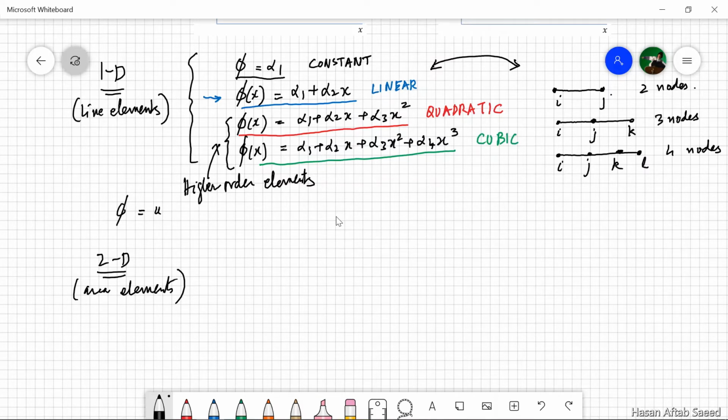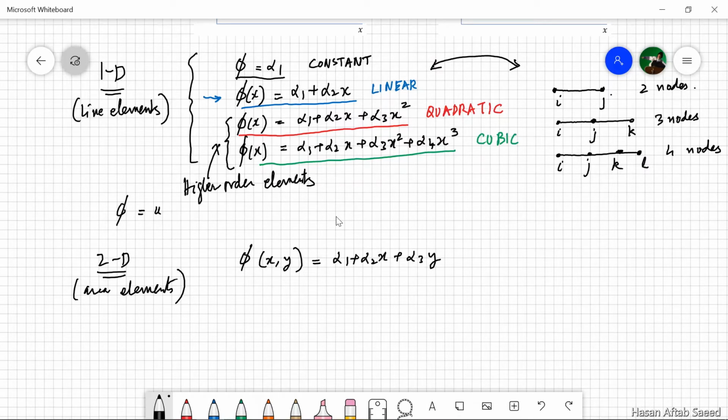So in this case, the linear displacement function will now be a function of not only x but y also, because it's a plane now. As you move along x or y direction, the displacement can potentially change. If it is going to be a linear interpolation function, then it will be a function of x as well as a function of y.